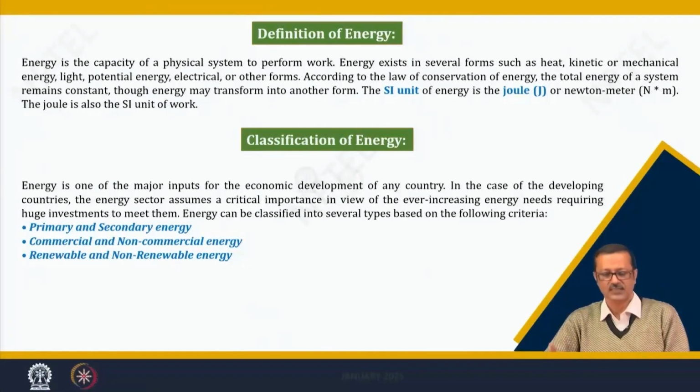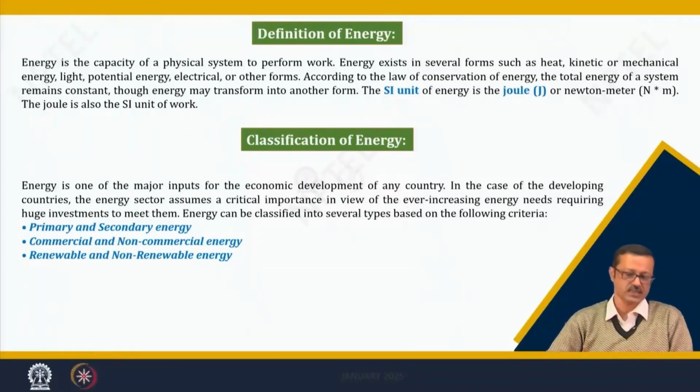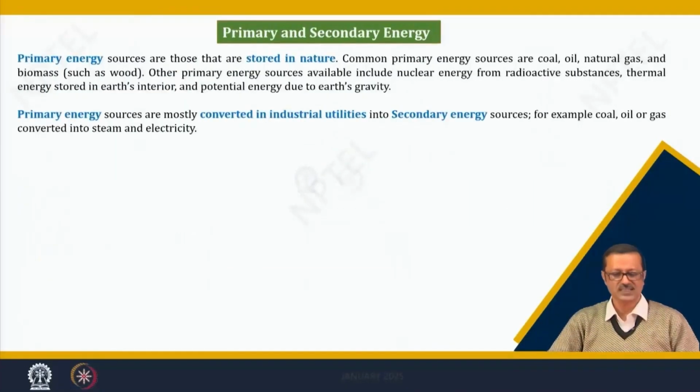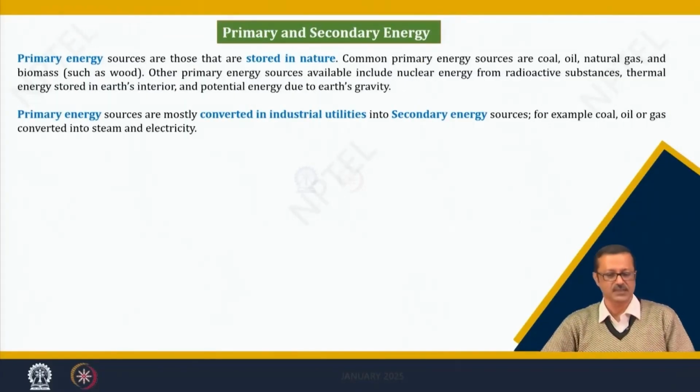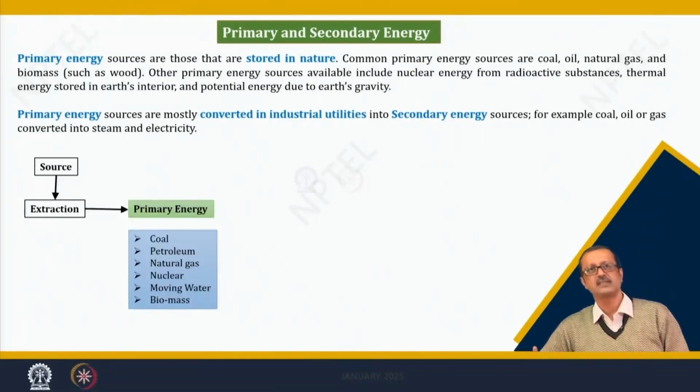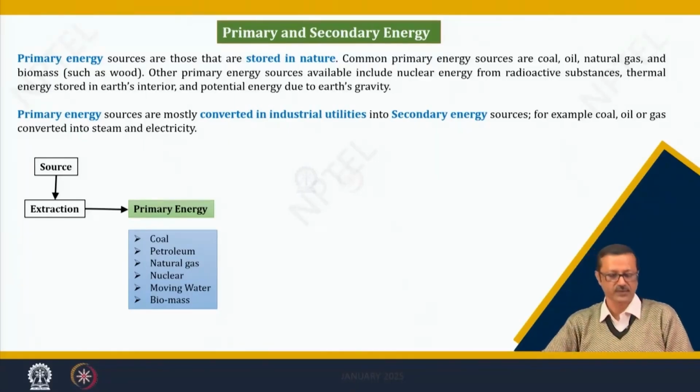We can classify energy as primary and secondary, commercial and non-commercial, and renewable and non-renewable. Just a brief about primary and secondary. The primary energy sources are those which are available in nature in raw form. We can do some extraction, some mining, we can have petrol, coal, natural gas, nuclear power, some uranium, moving water can give me some energy, some biomass. So, those are the primary forms.